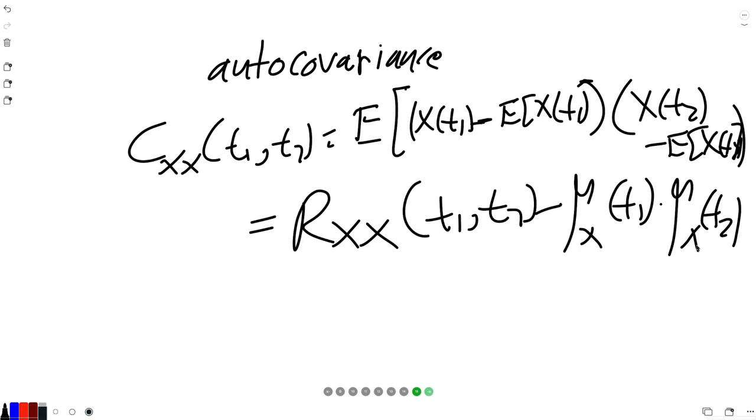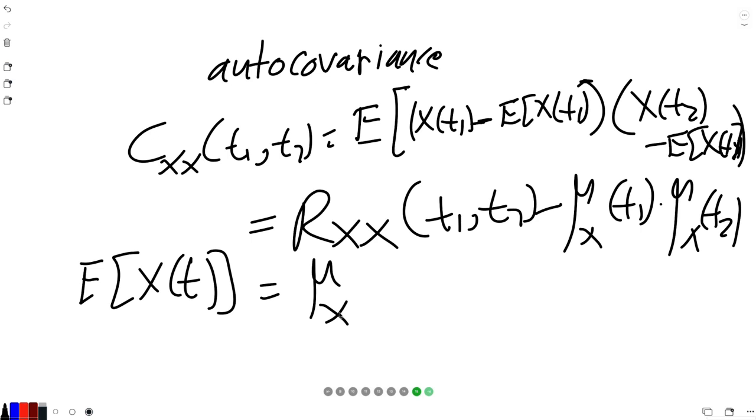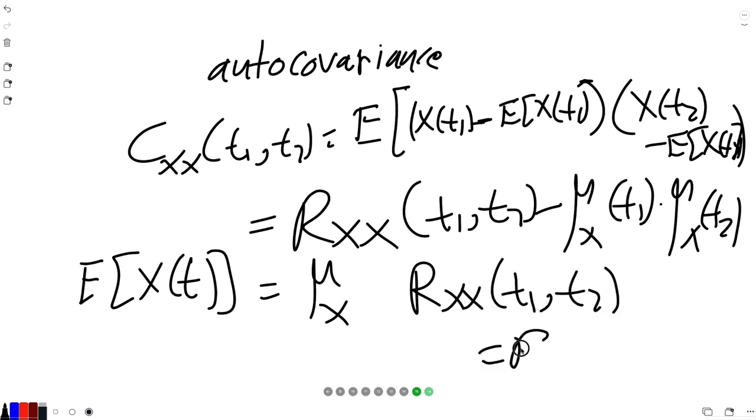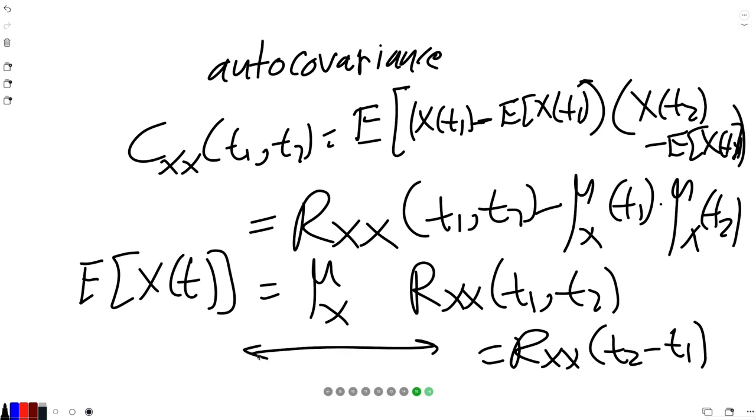Now we can simplify this for the case of a stationary process. A stationary process means that it doesn't matter at what time you take the average. The expected value of x at any time t will be mu x, so you can see that the mean is not a function of time. This simplification simplifies the analysis of random processes. Also, the autocorrelation between any times t1 and t2 is the same as the autocorrelation of t2 minus t1. It does not depend on where you take t1 and t2, but only on the time difference between them. This is correct in the case of a stationary process.